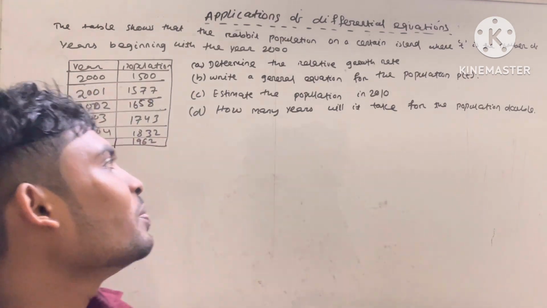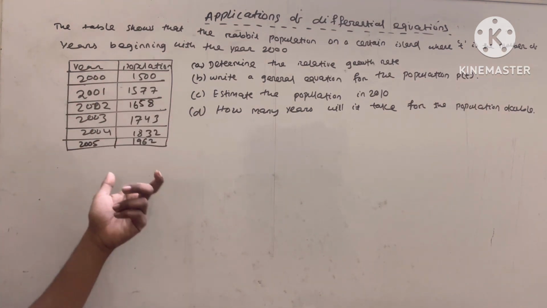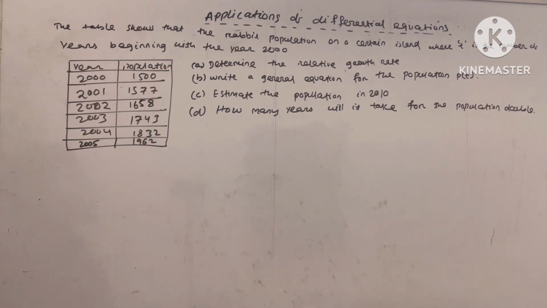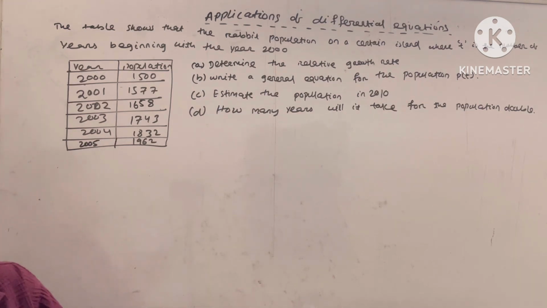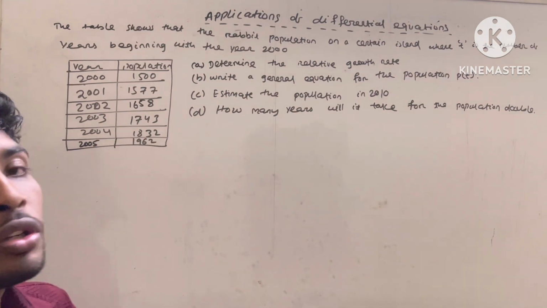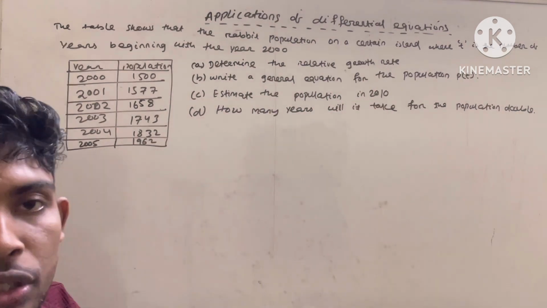The table shows the rabbit population on a certain island, where x is the number of years beginning with the year 2000. In the first part, we have to determine the relative growth rate. In the second part, write a general equation for the population P of t. Third, estimate the population in 2010. And fourth, how many years will it take for the population to double? The data is given in the table: in 2000 it is 1500, in 2001 it is 1577, in 2002 it is 1658, in 2003 it is 1743, in 2004 it is 1832, and in 2005 it is 1962.